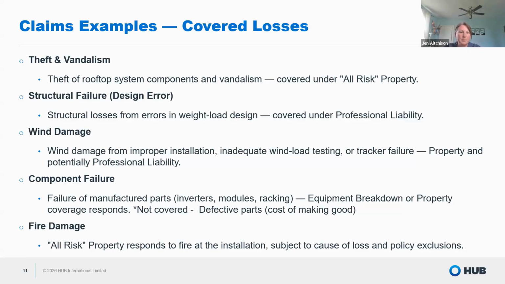Component failure. We see failure of manufactured parts like inverters, modules, and racking. So the equipment breakdown portion within either builder's risk in the testing and commissioning stage or on a general property policy will respond. What isn't covered in the confines of that, if it's a failure of a part, is the cost of making the defective part good. So if there's an equipment breakdown and ensuing fire, the fire is covered and the rest of the equipment would be covered under the fire loss, but the defective part itself, if there is a defective part, would not be covered.